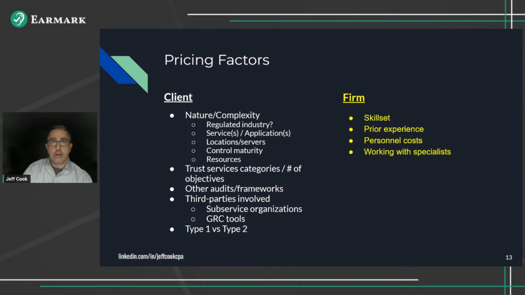Are there any other audits or frameworks that are involved? If they're doing, let's say, ISO 27001, again, maybe they have a more mature control environment. Maybe you need to think about SOC 2 Plus. That's where you'd have to consider that.